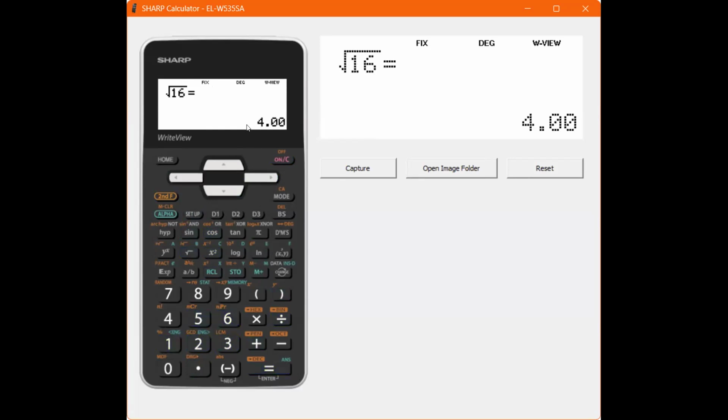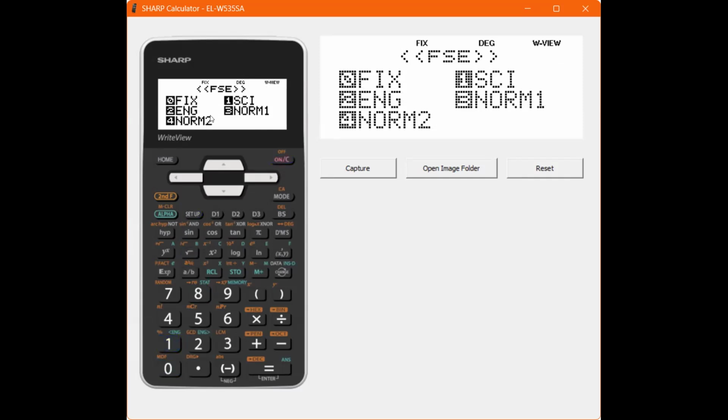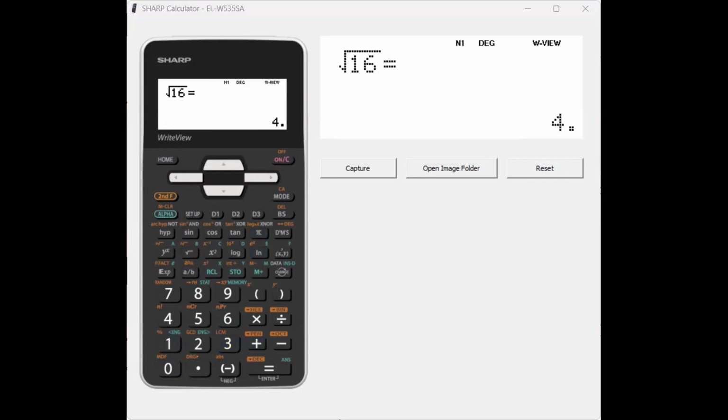If we want to change back from fixed to just our regular number system without any of the decimal setup, then we can just go setup, 1 for fixed, scientific, and engineering, and we just choose the normal one, which is 3. And so now you can see that it just goes back to the regular way that the answers are shown.